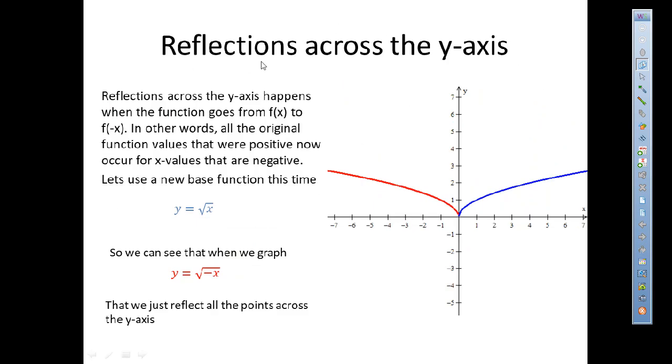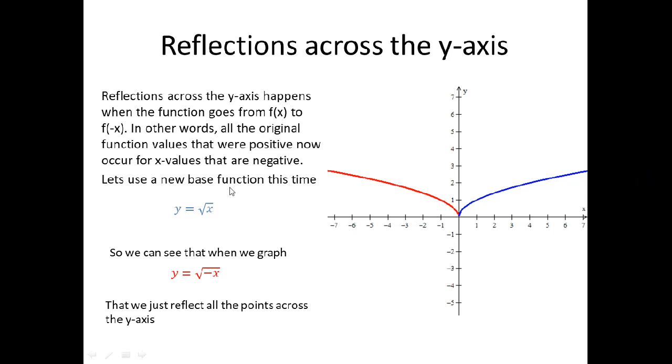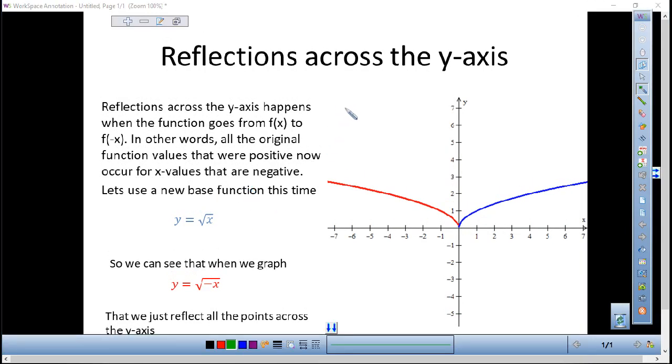All right, now if we have reflections across the y-axis, they're going to happen when the function goes from f of x to f of negative x. In other words, all the original function values that were positive now occur for x values that are negative. Let's use a new base function this time. Now we're going to use y equals the square root of x. Now see, here's one of the things you need to understand. Remember, we can't take the square root of negative 4. It doesn't happen. We get imaginary. Imaginaries have no place on our graph.